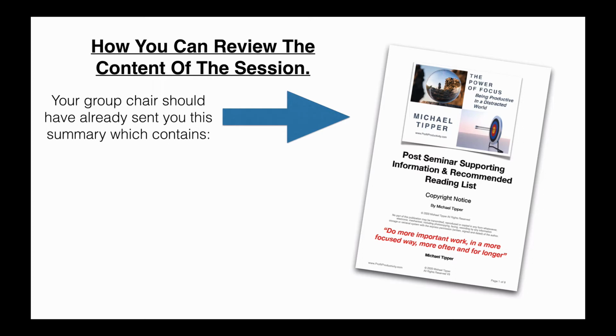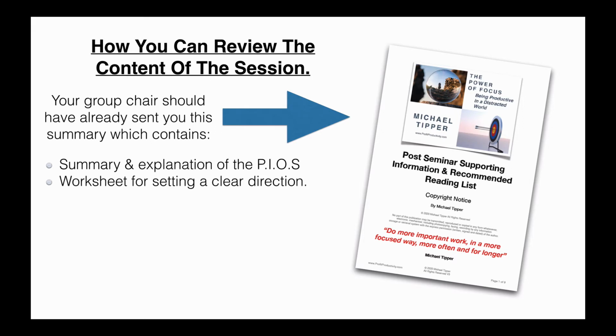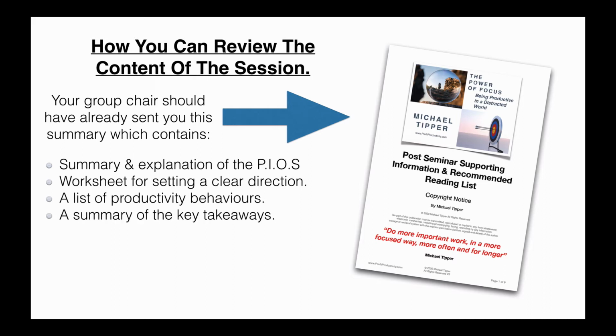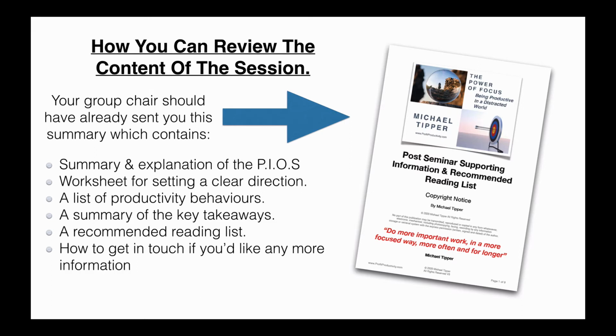So you can review this session by getting hold of a copy of this document, the post-seminar supporting information and recommended reading list, which your group chair should have already sent you, which is why you're watching this video. Now it contains a summary and explanation of the productivity improvement operating system I covered. You'll get a worksheet for setting a clear direction. There's a list of the productivity behaviors I covered. You'll get a summary of the key takeaways and a recommended reading list. You'll also find information about how to get in touch if you'd like any more details about how to become even more productive.